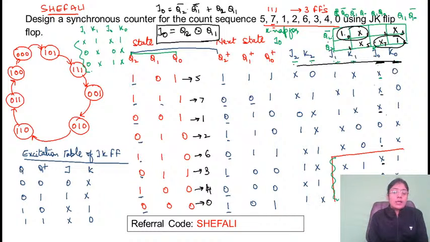Any doubt in the designing of synchronous counter? So we have taken 3 examples using T flip-flop, using D flip-flop, using JK flip-flop. Same concept can be used using the SR flip-flop. जो भी flip-flop दिए बच्चे, just you have to consider the excitation table of that particular flip-flop. If you have any doubt, you can ask. Otherwise, we'll move on to the next category of counters, that is asynchronous counters.